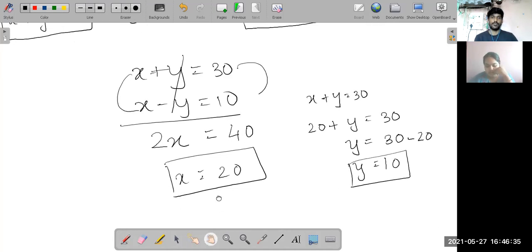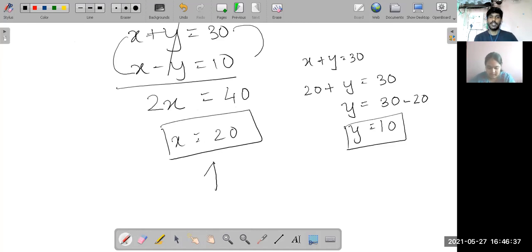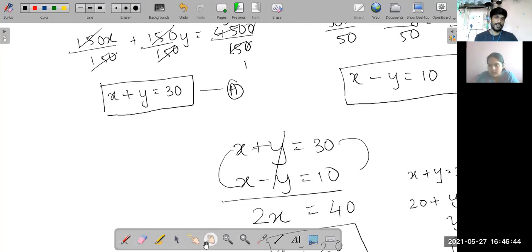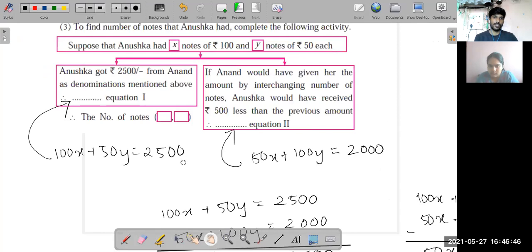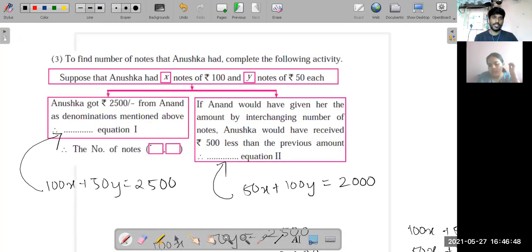So that means she has 20 notes of 100 rupees and 10 notes of 50 rupees. So you can write a final box. So 20 here, and 10. How will you cross check? You can cross check like this.